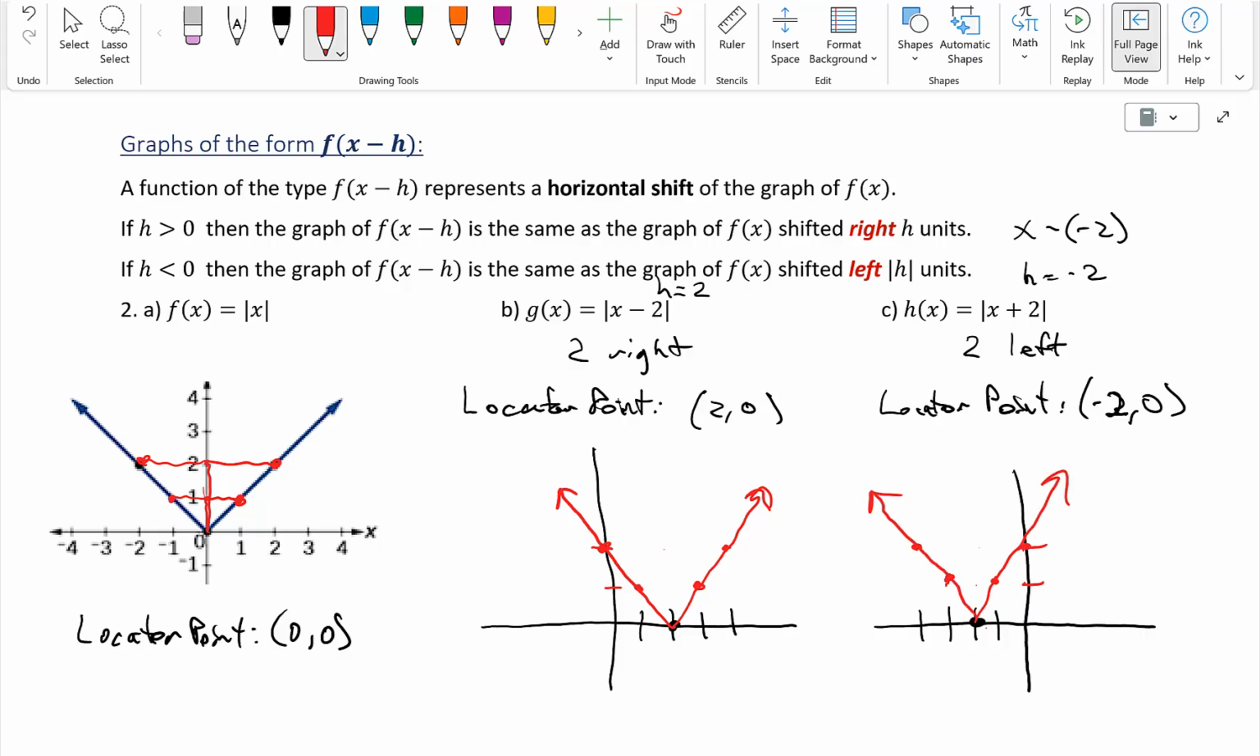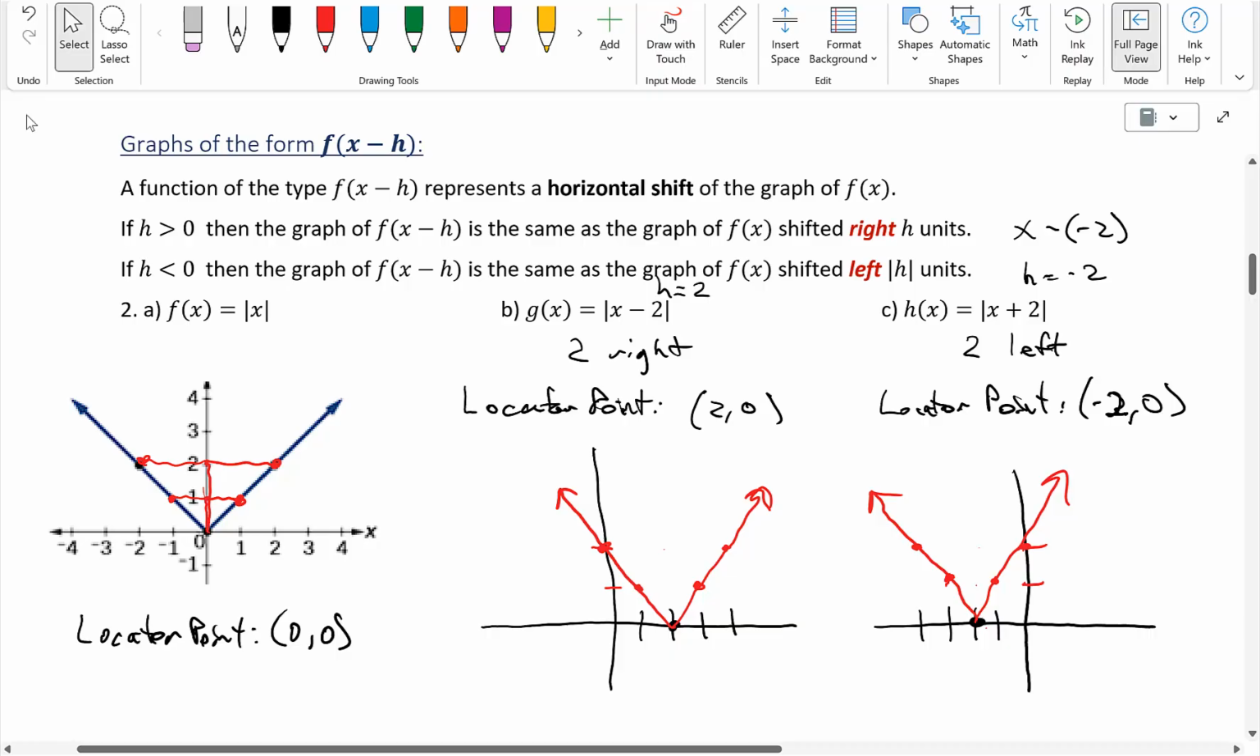And you can see at this point, with just one transformation at a time, it should look exactly like that original or base function, just every point is shifted 2 points to the left, or 2 points to the right for B.